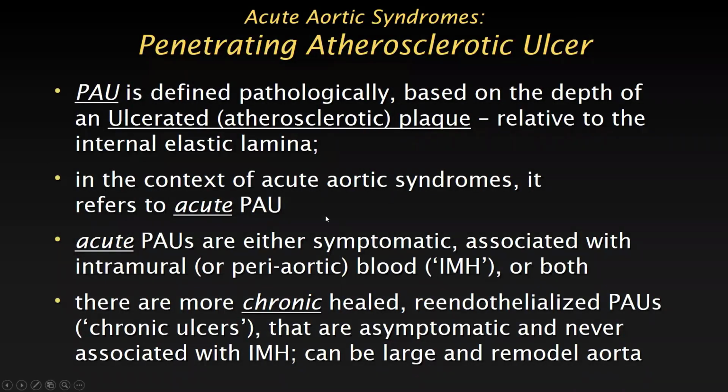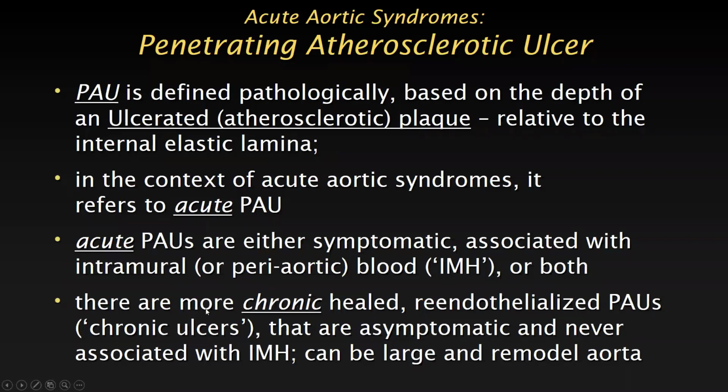Again, just to summarize here the PAU: a penetrating atherosclerotic ulcer is defined pathologically as an atherosclerotic ulcer that penetrates through the internal elastic lamina, and that makes an ulcerated atherosclerotic plaque a penetrating atherosclerotic plaque. In the context of acute aortic syndrome, we usually talk about acute PAU. So that's what is part of the acute aortic syndrome. Acute PAUs are either symptomatic or associated with intramural blood or periaortic blood or IMH or both.